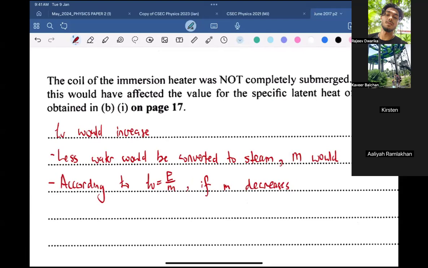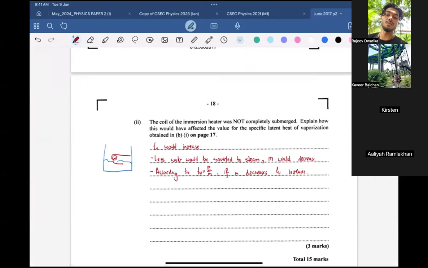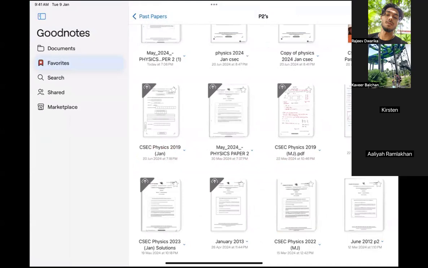Anyway, according to LV, which is equal to E over M, if M decreases, LV increases. So that's it. 3 marks. You had to say how LV would increase, and you had to say why: less water converted to steam, so the mass would decrease. And according to the formula, if M decreases, LV would increase because it's an inverse relationship. I feel like we could do one more past paper question, then we start a new topic.